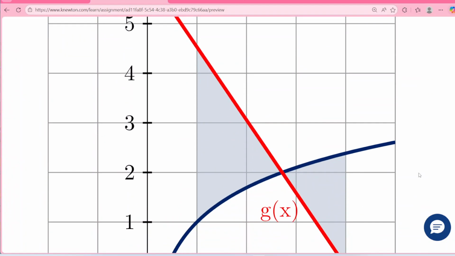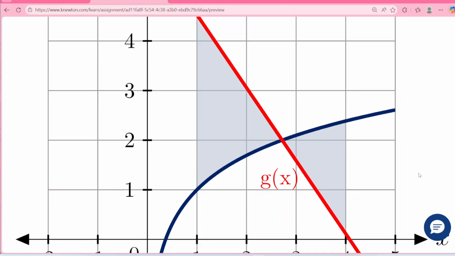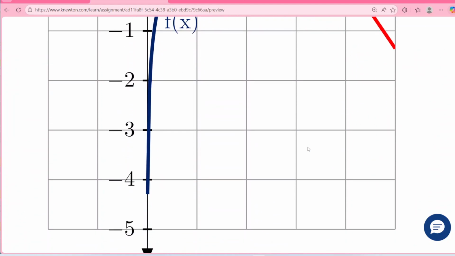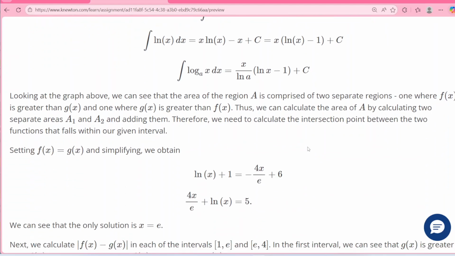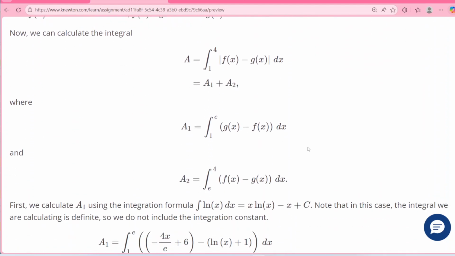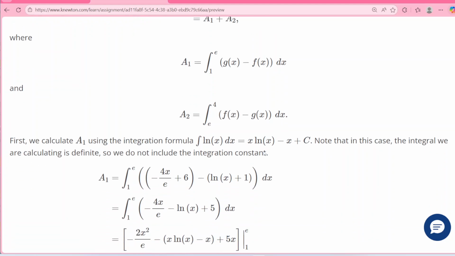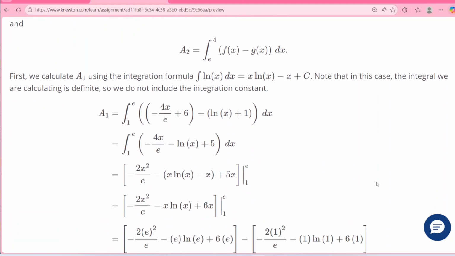And they're drawing it again, the little bow tie region there. So again, you got to figure out where they cross, so you know when it switches from one on top to the other on bottom, and then set up two integrals. They call them A1. I was calling them R1 and R2. They're saying A1 and A2 again, from 1 to e to 4. Yeah, the key is figuring out where they meet, where they cross.